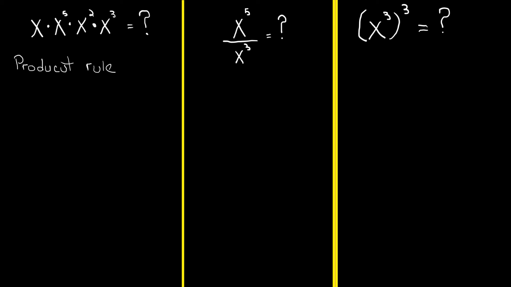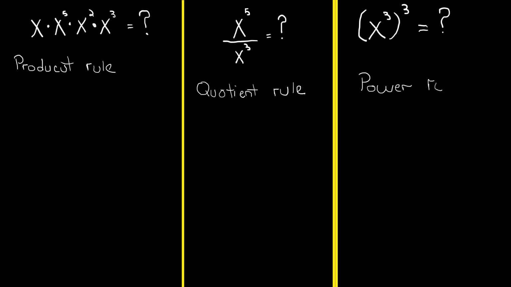That's a division problem, also known as a quotient, with exponents: x to the fifth divided by x cubed. To solve this problem, we would use what they call the quotient rule. And in the next section, over here to the far right, x is raised to the third power and also raised to an exponent. So we would use what they call the power rule.